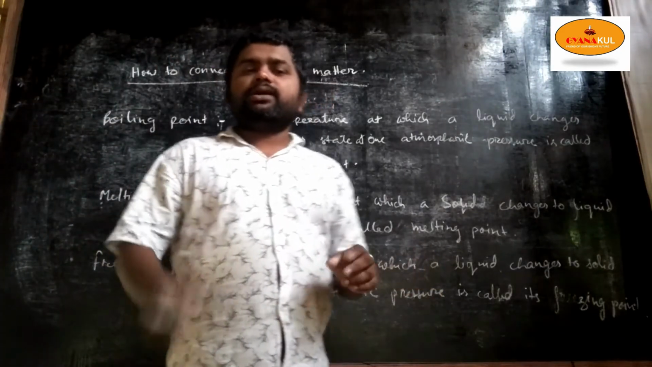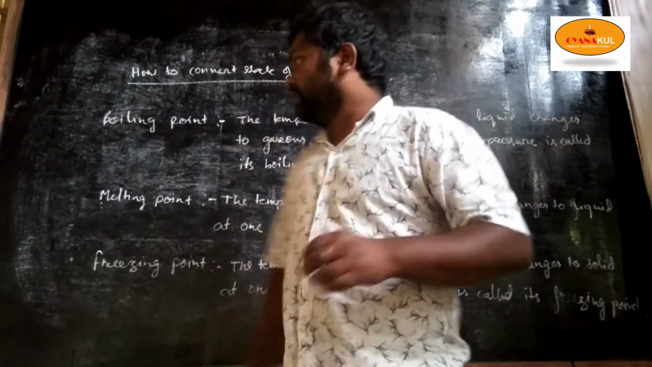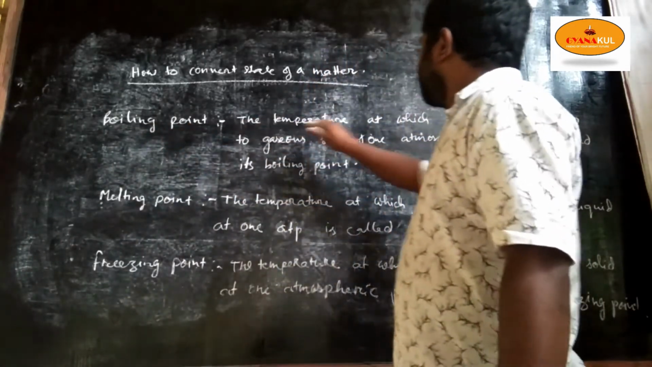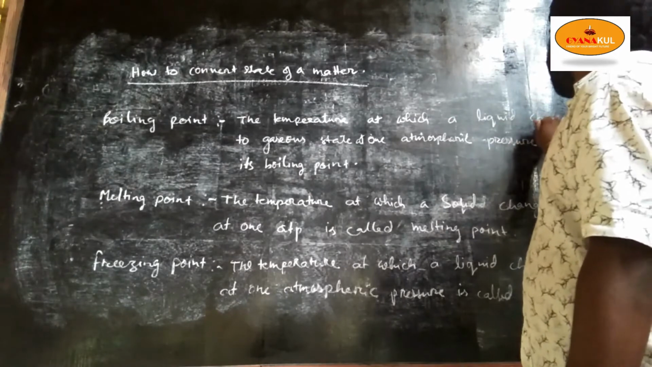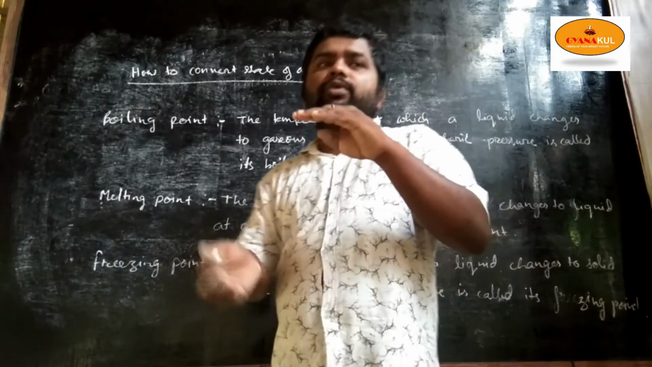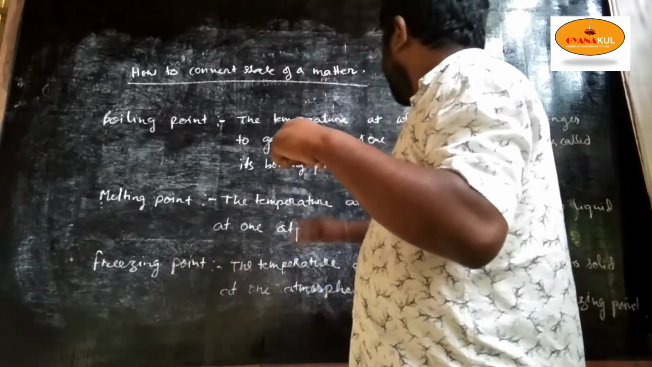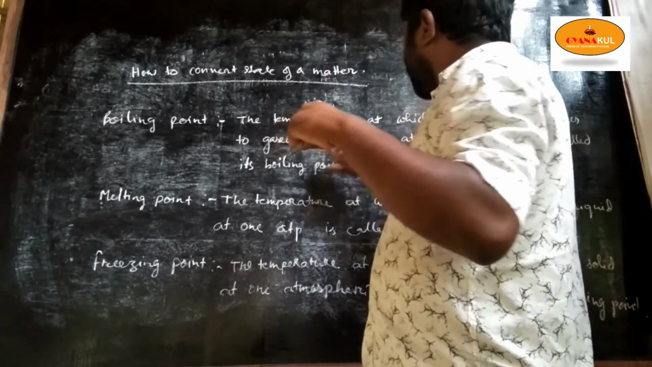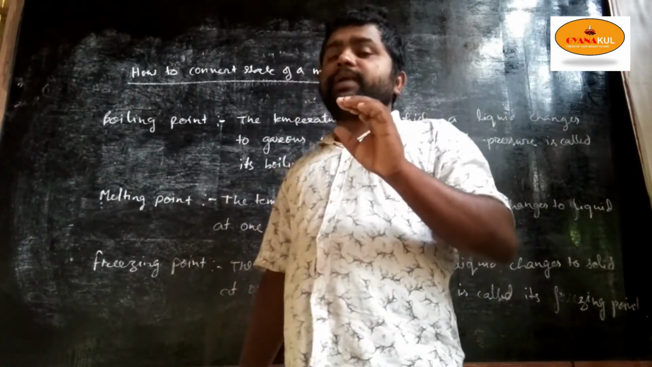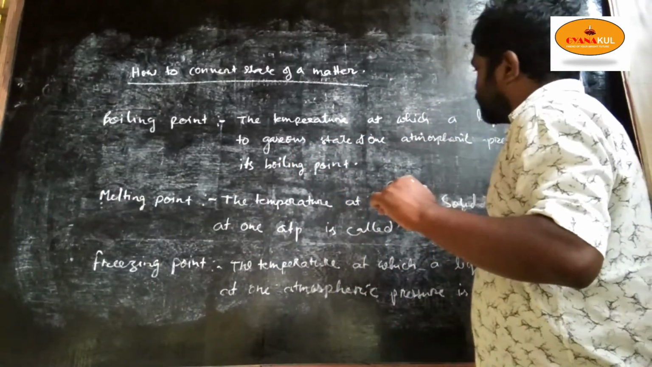Now we will discuss some definitions. So let us start. First, start with the boiling point. The boiling point is the temperature at which a liquid changes to gas. For example, when you boil water and the liquid water changes to gas, that temperature is called the boiling point. But you should mind that the pressure should be normal, not increased. Therefore I have written: the temperature at 1 atmospheric pressure is called the boiling point.